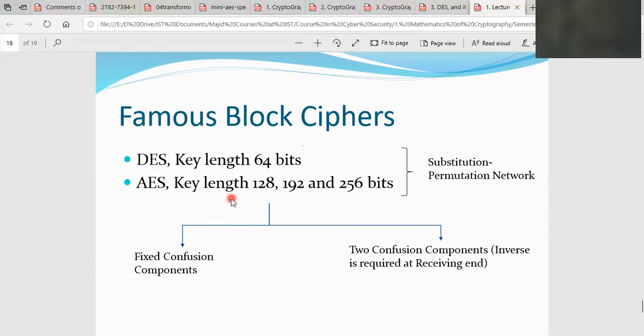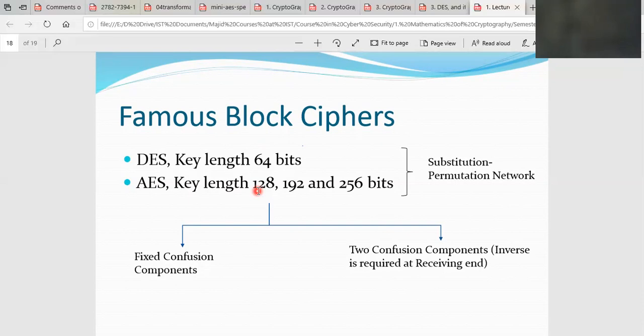AES fundamentally has three versions. One is 128 bits, the second is 192, and the third is 256. In AES, we use an affine transformation to construct our nonlinear component, and it has four basic transformations: sub-byte transformation, shift row, mix column, and add round key.